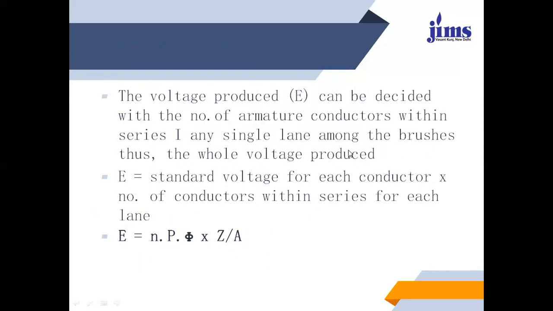The voltage produced E is determined by the number of armature conductors in series in any single path between the brushes. The total voltage produced E equals the average voltage per conductor times the number of conductors in series per path. So E becomes n P Z phi upon A. This is the EMF equation of a DC machine, which is applicable for series, shunt, or compound machines. So this is the end of your lecture on the types of DC machines and finding the voltage buildup in the DC machine. Thank you for attending the lecture.